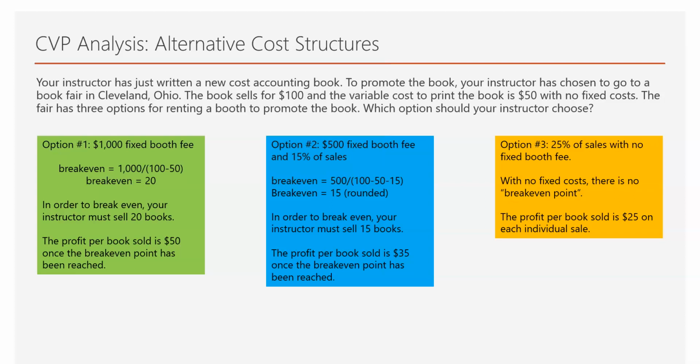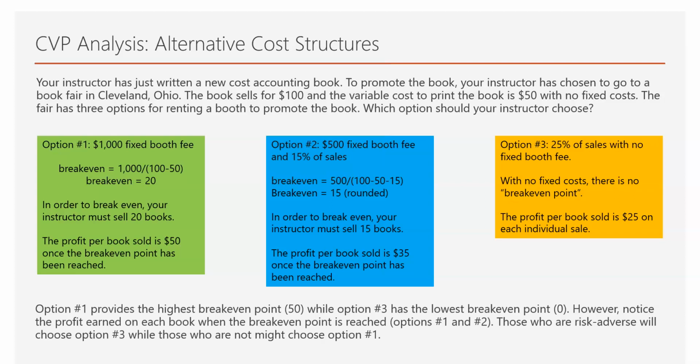So what do I see here? I see here that my option 1 provides the highest break-even point, while option 3 has the lowest break-even point because there is no break-even point. One thing I do want to note, though, is that the higher the break-even point, or let me put it this way, once the break-even point has been reached, the profit on each book will increase, obviously.